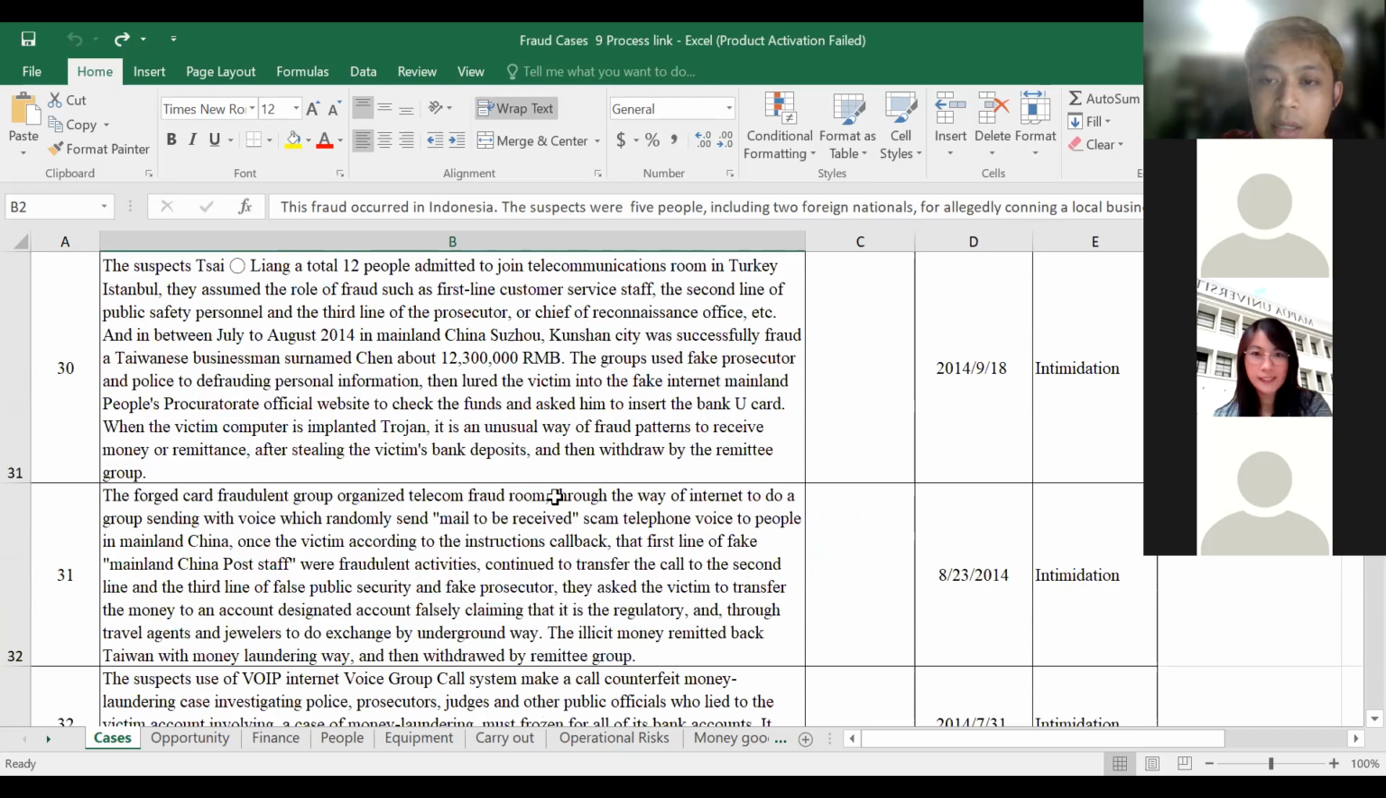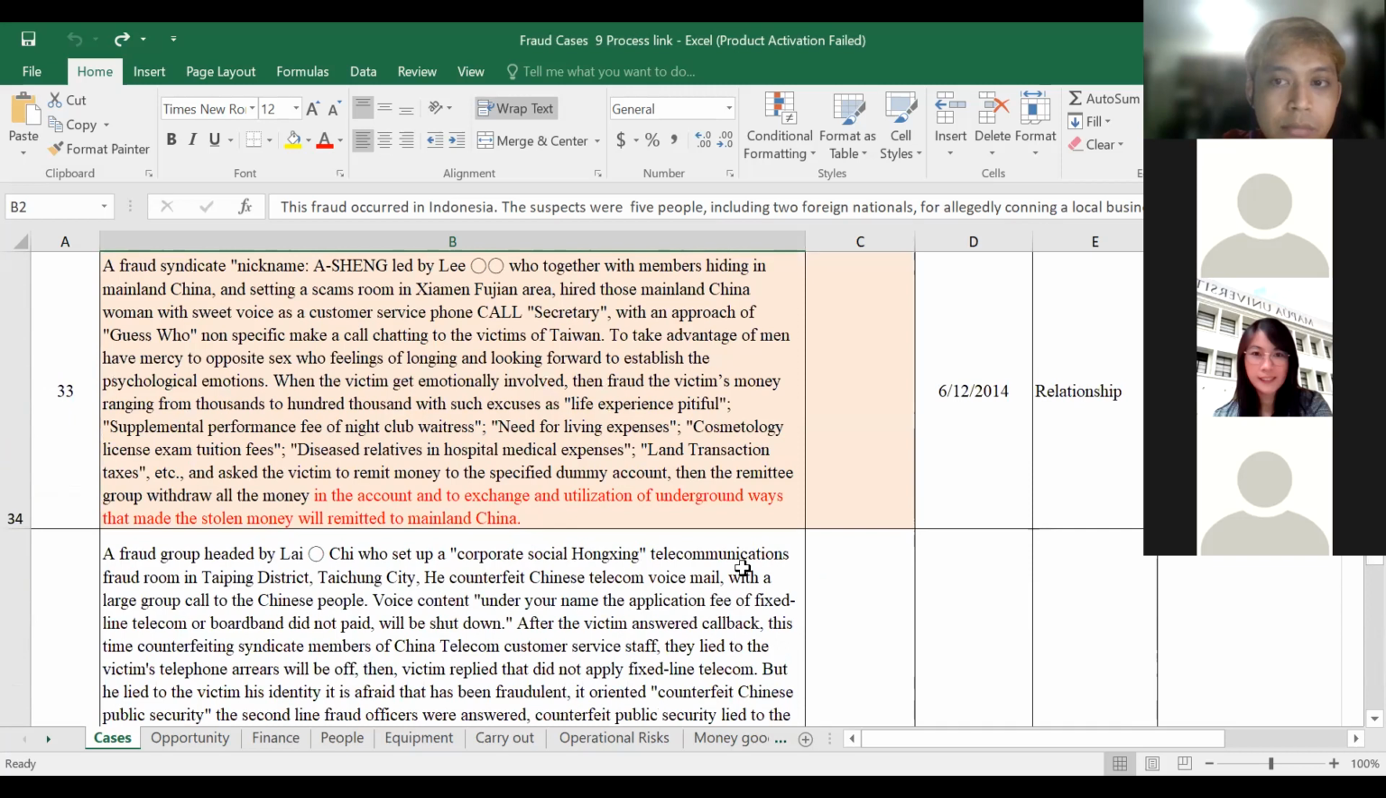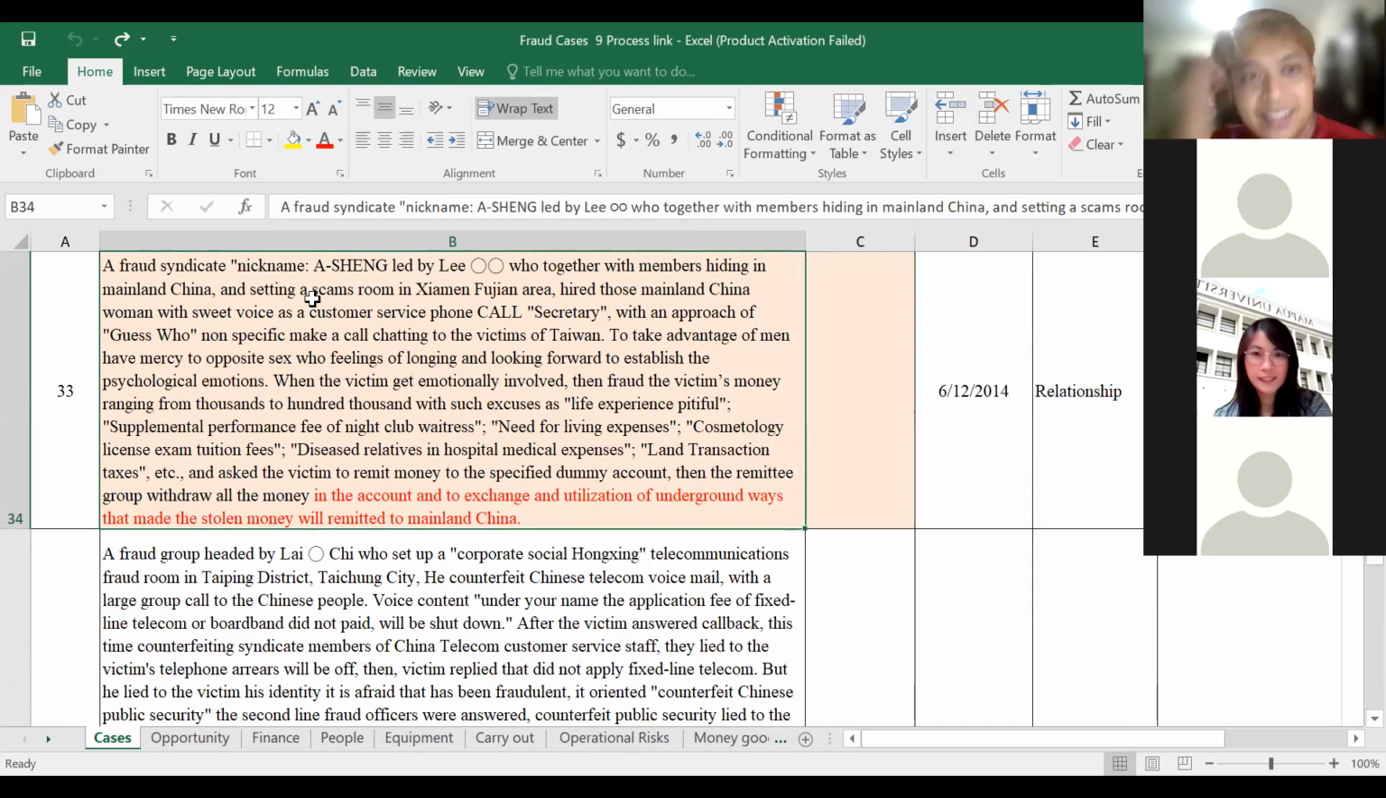Okay, for example, let me show you one. This fraudster syndicate, together with members hiding in mainland China, set up a scam room in Xiamen, Fujian area. When the victim gets emotionally involved, look at that one. With an approach of "guess who," non-specific, they make calls and chat with victims in Taiwan, taking advantage of them, claiming a need for living expenses and so on. The stolen money was remitted to mainland China.